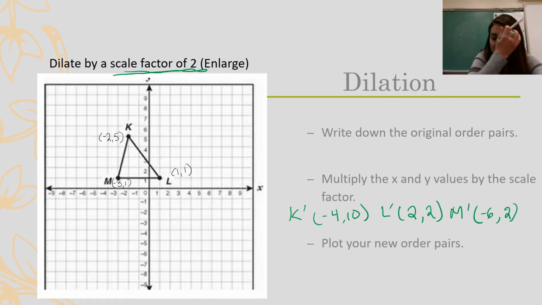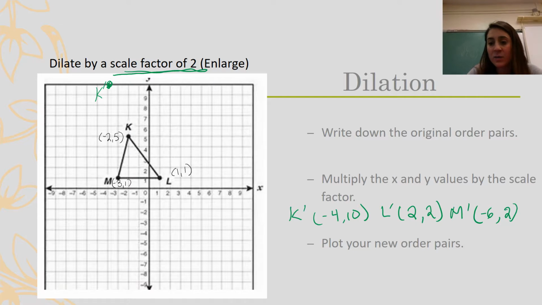Now the last thing I have to do is just plot my new points. So I'm going to go to -4, 10. And I'm going to put my dot there, and I'm going to write K prime. The next one is at 2, 2, which is going to be right here. And that is L prime. And the last one is M prime, which is -6, 2, which is right here at M prime.